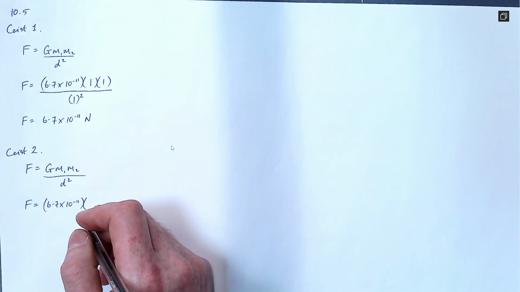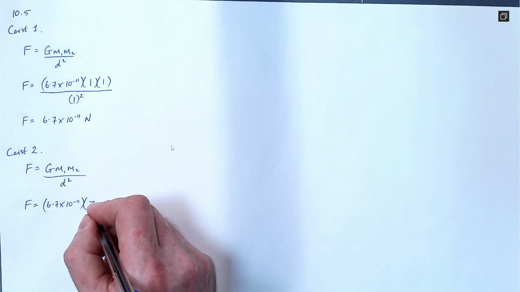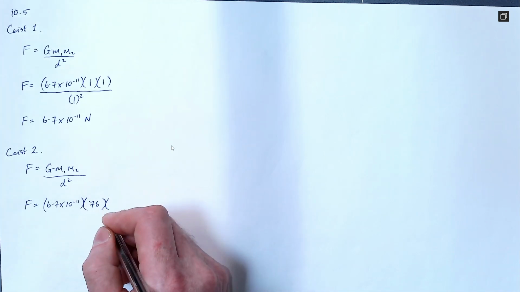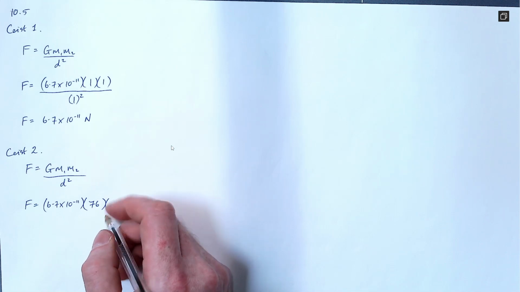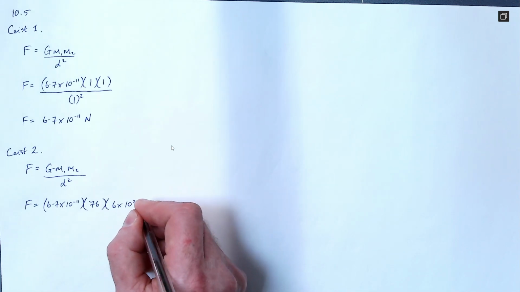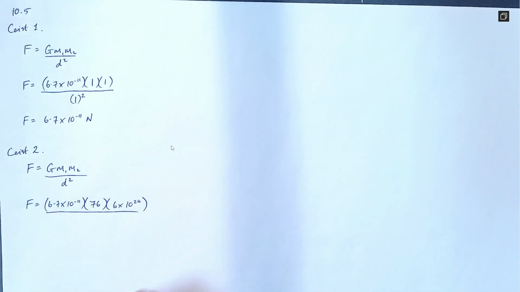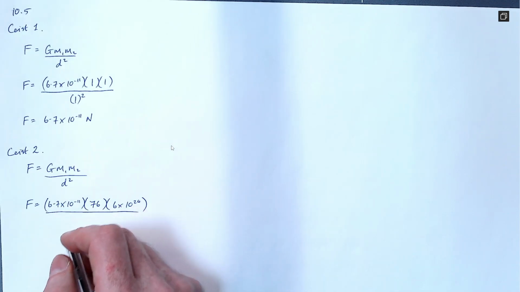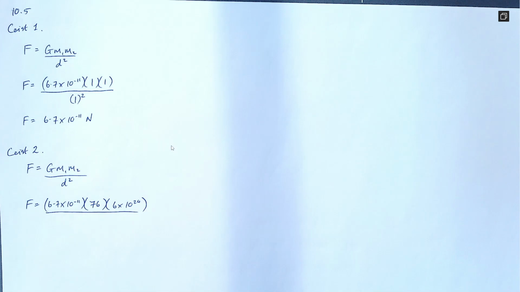Between a woman of mass 76 kg on the earth. So the mass of the earth is 6 by 10 to the power of 24. The distance is to the centre of the earth. So the woman's centre point is on the edge of the earth, so the distance is the radius of the earth, between the centre of both bodies.